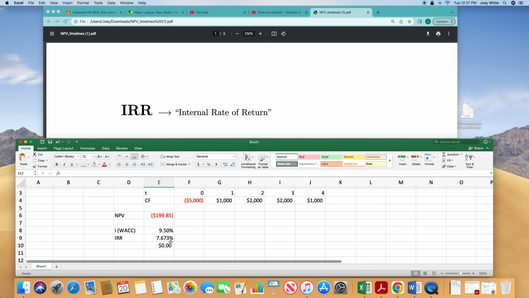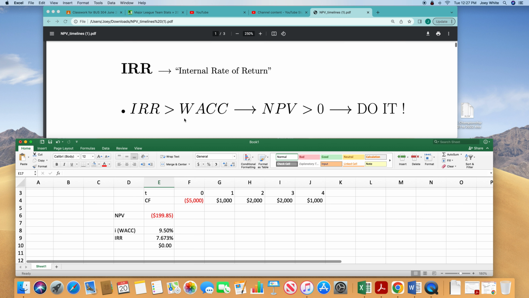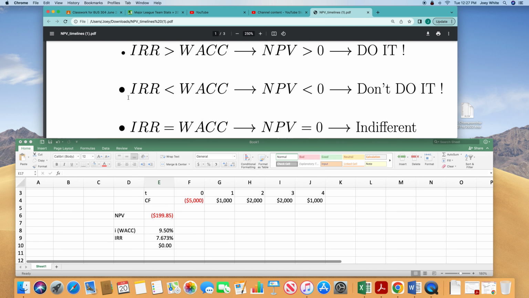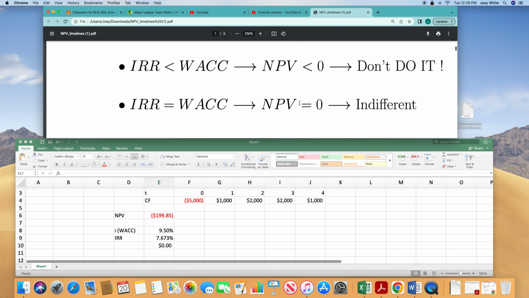So what this means is that IRR does have a relationship with NPV, okay? In particular, if the IRR is greater than the weighted average cost of capital, then that implies the NPV is greater than 0, and thus we should do it. Okay. On the other hand, if the IRR is less than the weighted average cost of capital, then the NPV will be less than 0, and that means we don't do it. And of course, by definition of what the IRR is, if the IRR equals the weighted average cost of capital, then that must mean the NPV is 0, and we would be indifferent at that point.